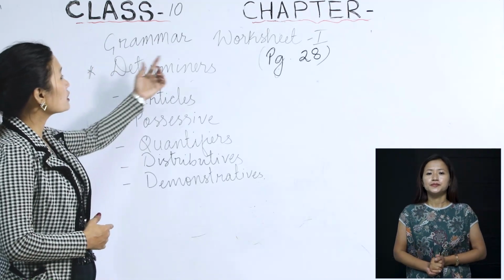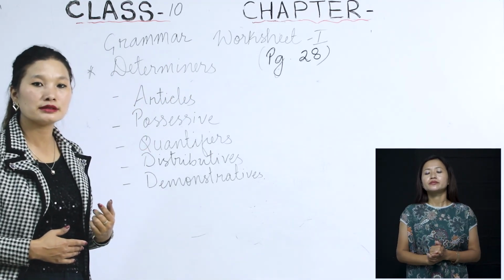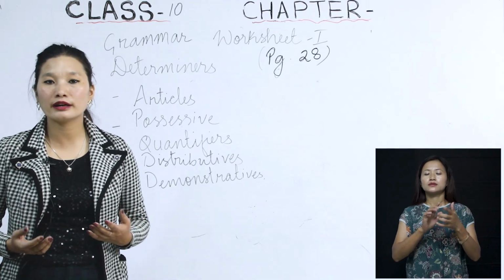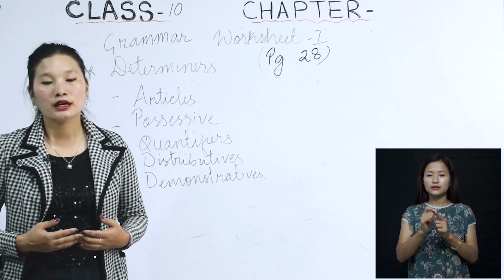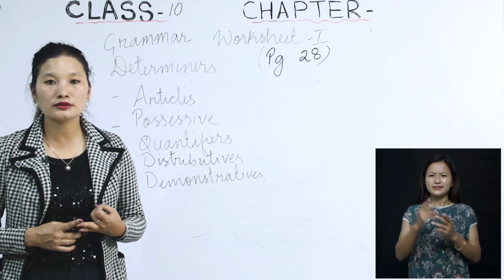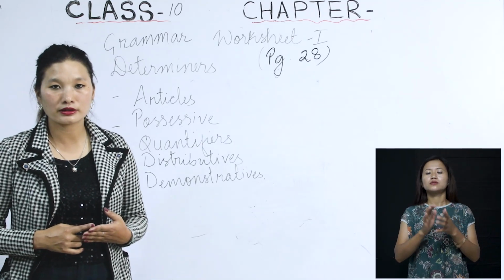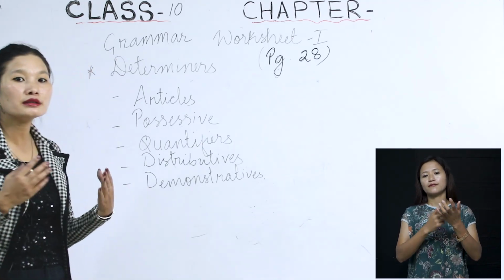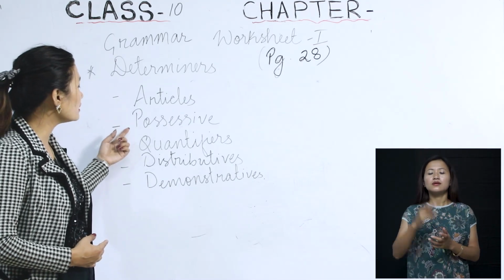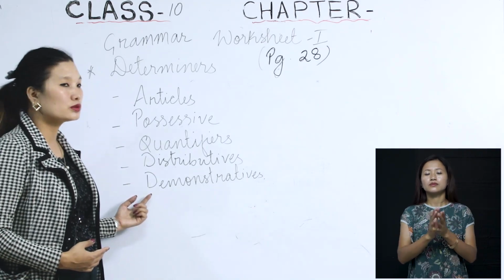Okay, grammar worksheet 1. The first topic that we have in our worksheet 1 is determiners. Determiners are words that specify a noun or a pronoun, and this work is done by articles, demonstratives, possessives, distributives, and quantifiers. Okay, I repeat, the main subtopics under determiners are articles, possessives, quantifiers, distributives, and demonstratives.